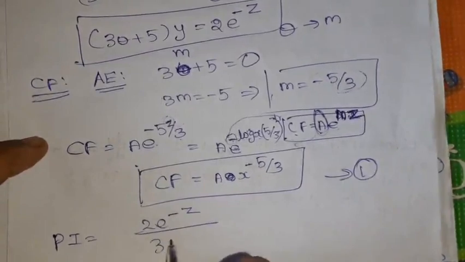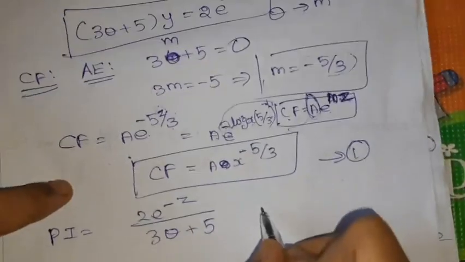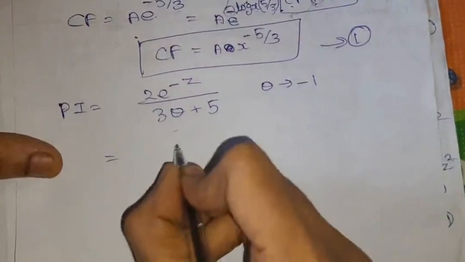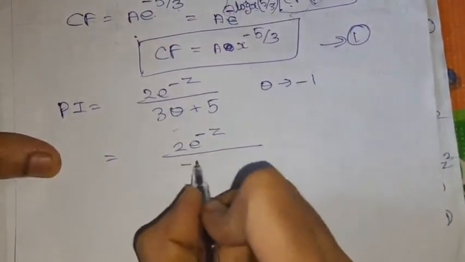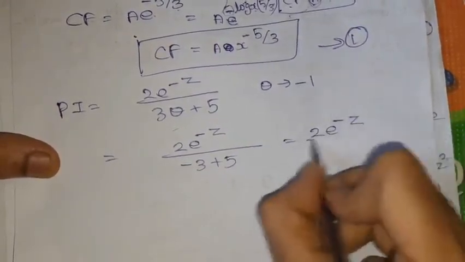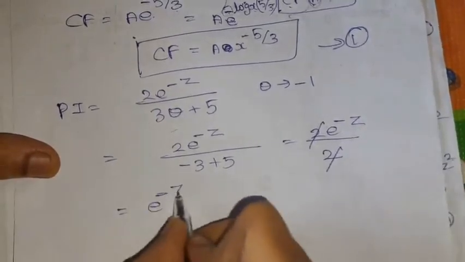Now particular integral: 2 e power minus z by theta plus 5. Now what we need to do is substitute theta by minus 1 in that equation. So 2 e power minus z by minus 3 plus 5. We are getting 2 e power minus z by 2. 2 and 2 get cancelled, e power minus z.